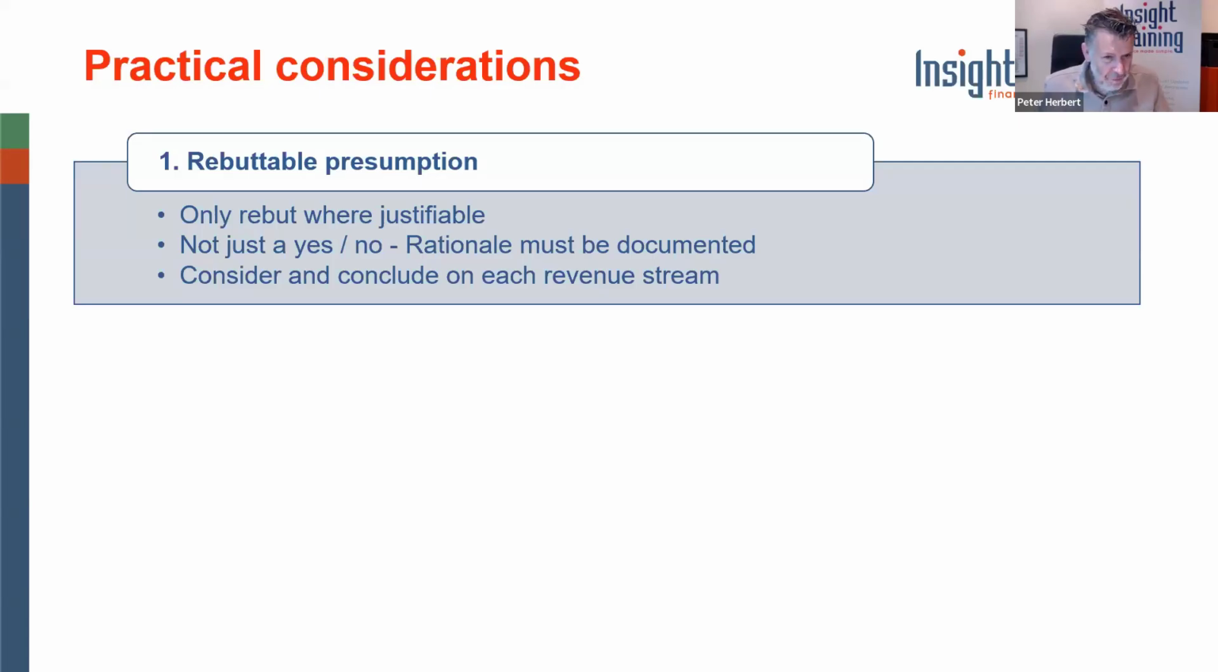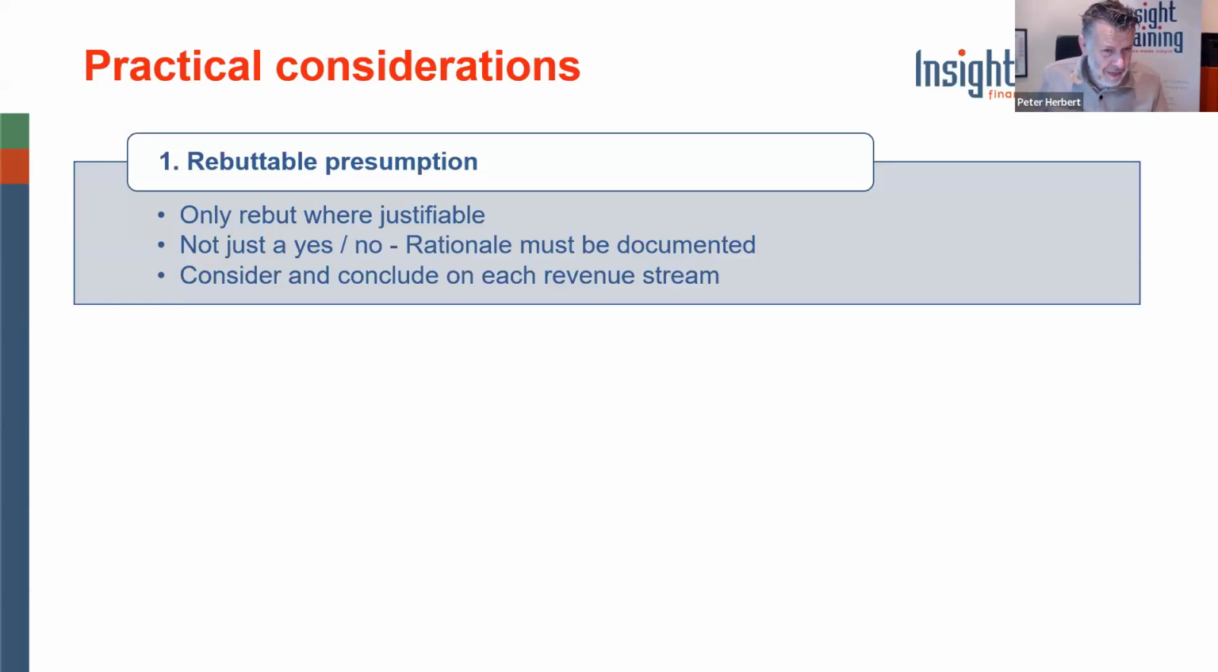Our experience is that firms rebut it fairly rarely, perhaps not as often as they might. We would always be keen to encourage you to think about that on a revenue stream by revenue stream basis. There could be a high risk of fraud in revenue recognition for some revenue streams and not others. Do be careful as well using the existence of good systems and controls to rebut the presumption. You are thinking about fraud risk before you think about any controls that might be used by the organization to mitigate it. So what's the inherent risk of fraud?